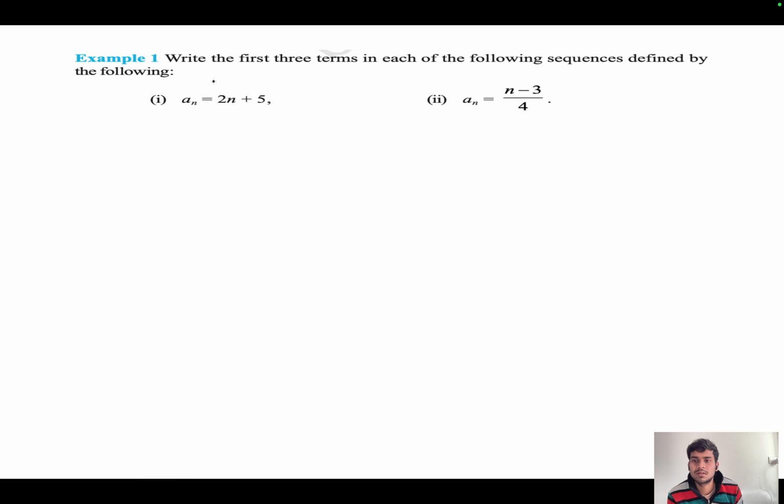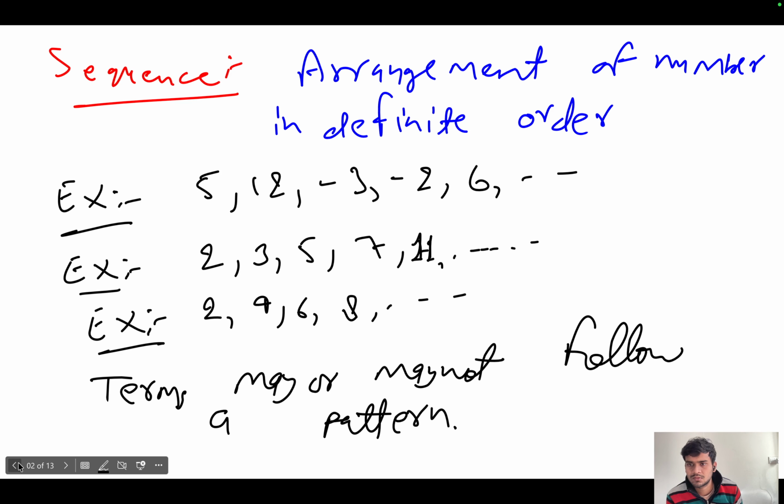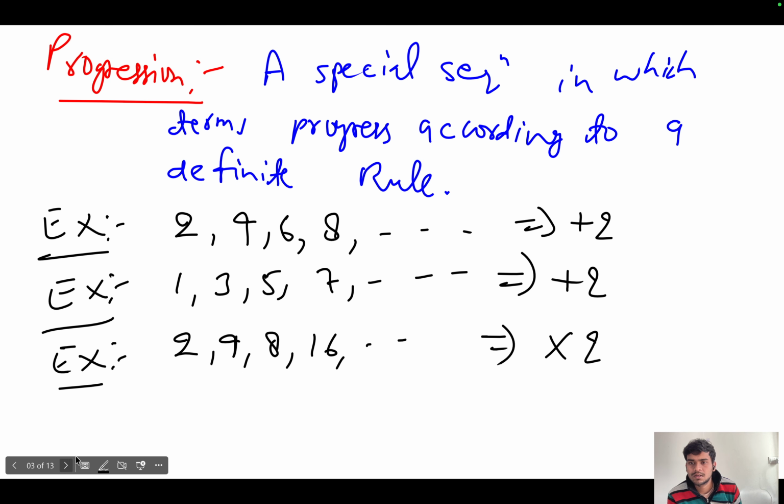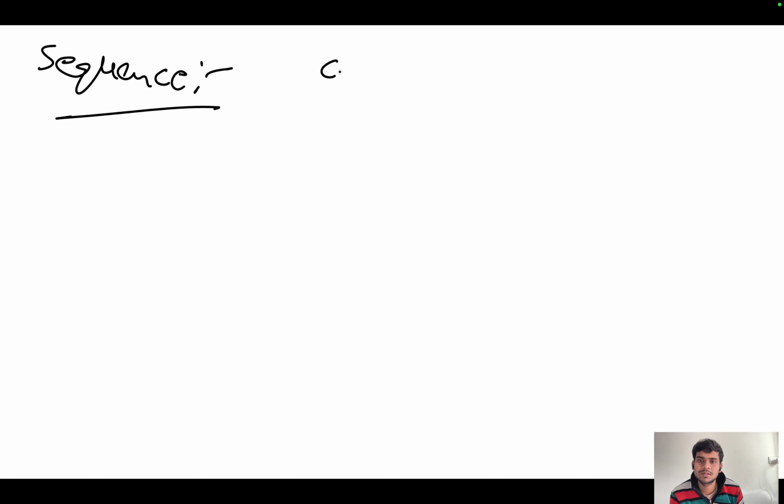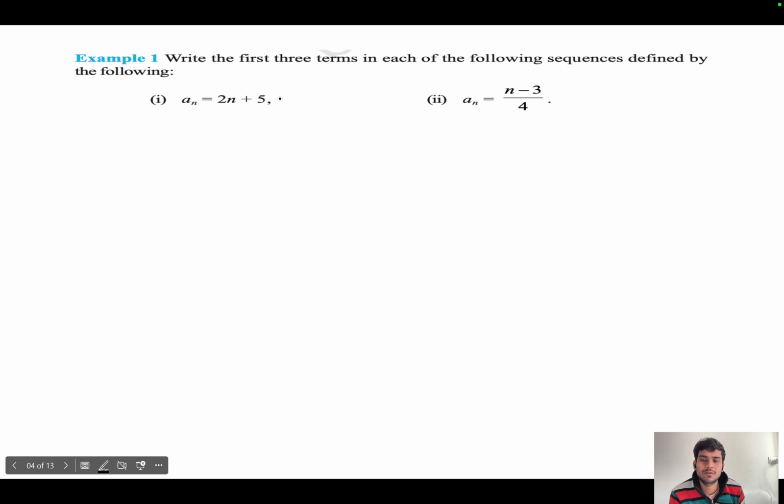Now, moving to an example. A sequence is an arrangement of numbers in definite order, and the standard form of a sequence is a1, a2, a3, and so on up to an. These are the terms. In this example, they have asked us to write the first three terms of each of the sequences defined by the following.